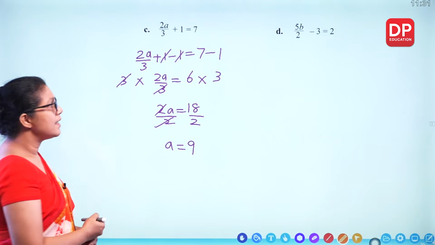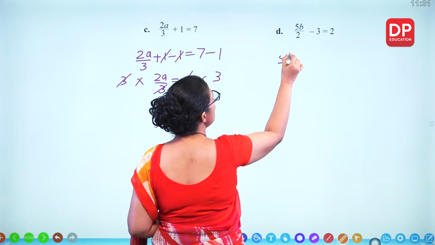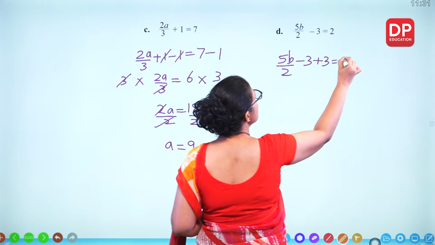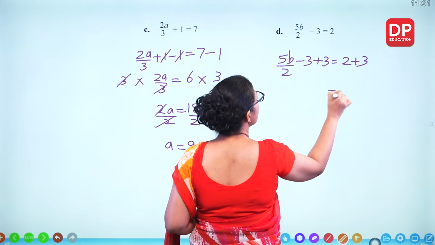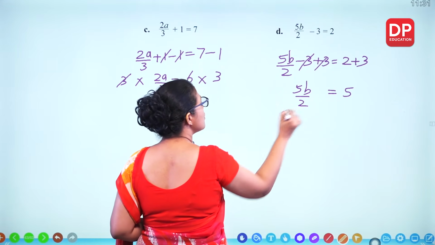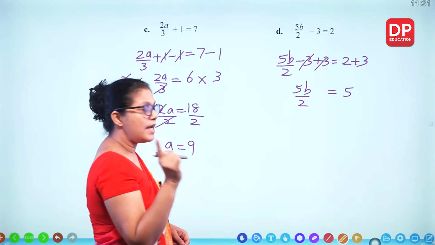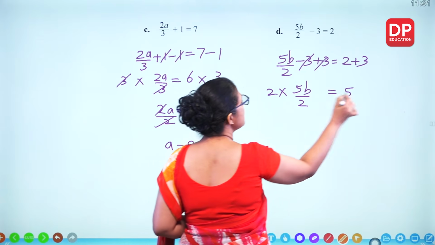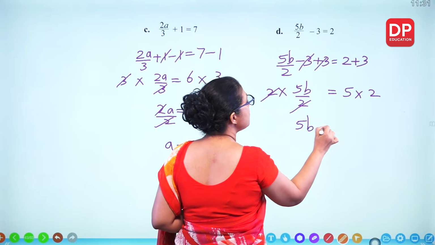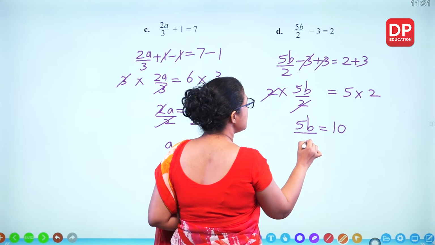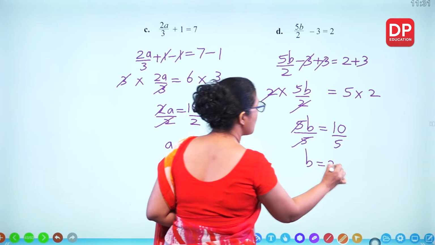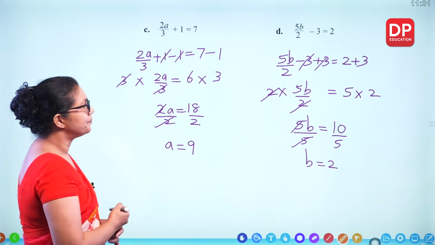This one, minus 3 is there. So you have to add 3 to both sides first. You get 5 equals 5b over 2. To get rid of the denominator 2, you need to multiply both sides by 2. So 5b equals 10. Divide both sides by 5. You get b equals 2.